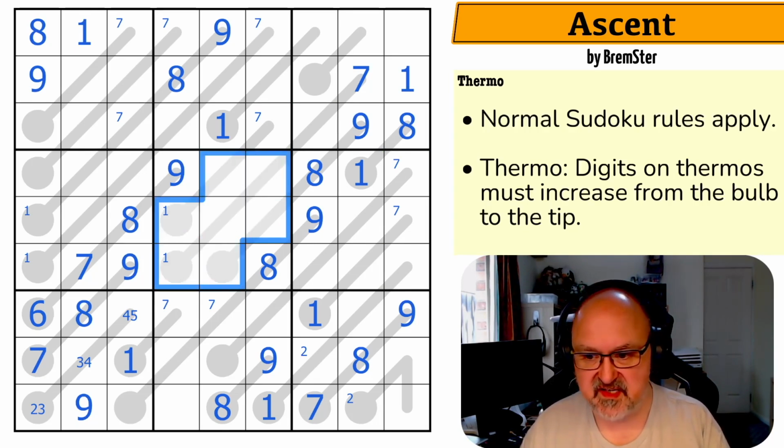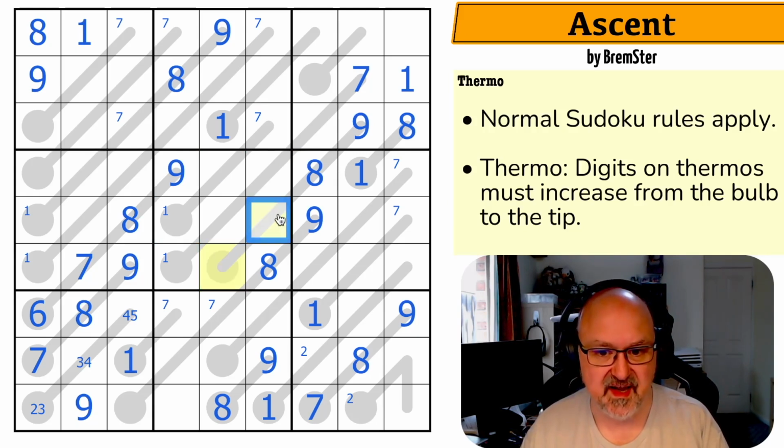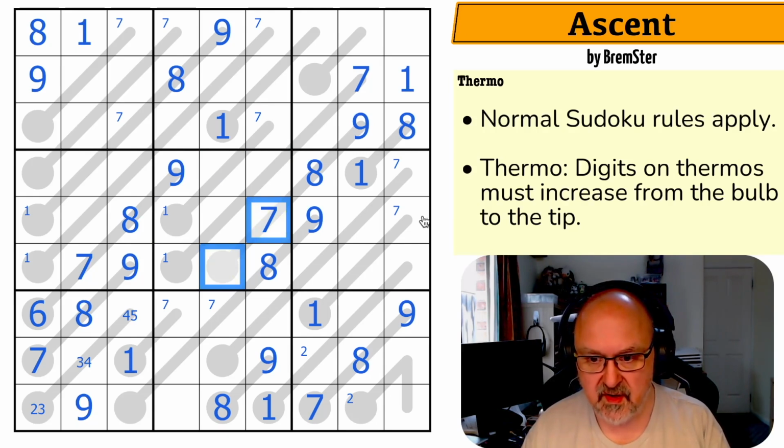I just find it easier. I know it's slower, but I find it easier. So 7 can go there. It cannot go there. It cannot go there. It cannot go there. It cannot go there. It cannot go on this thermo. So 7 is on this, but it can't go here because then this would have to be 7.5. So that is the 7. That is really cool. This is not 7.